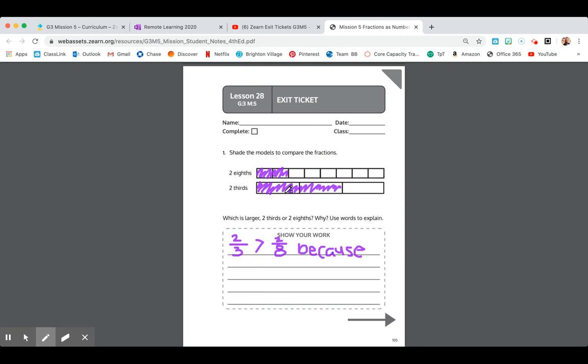And this means that the eighths, those equal pieces, are smaller than the pieces of the thirds that both wholes have been split into. So notice how the wholes are the same size, but they've been split into different sized pieces. The eighths are smaller, so 2 of them is not the same as 2/3, and it is indeed smaller, and you can see this in the model that we shaded above.